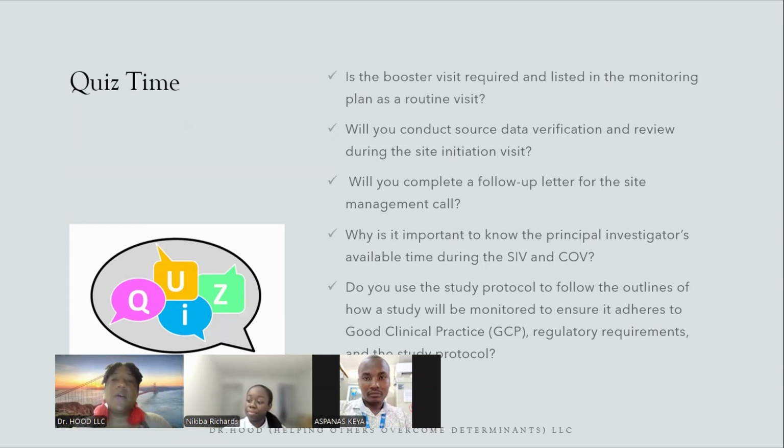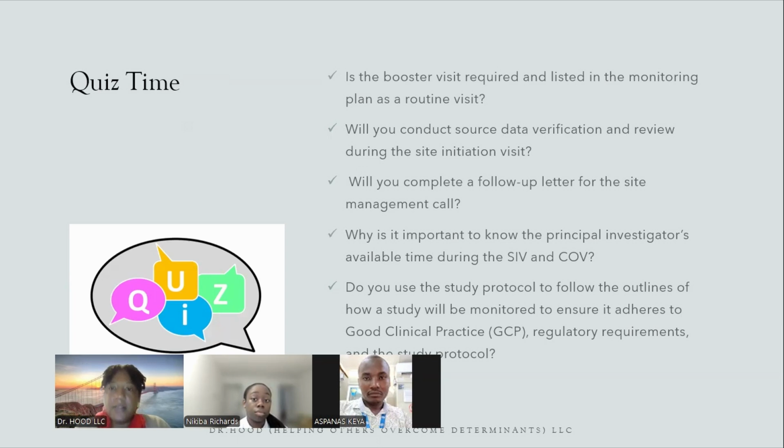Okay, so is the booster visit required and listed in the monitor plan as a routine visit? I want to say no. Correct. It is not. It is based on the circumstances surrounding that site.